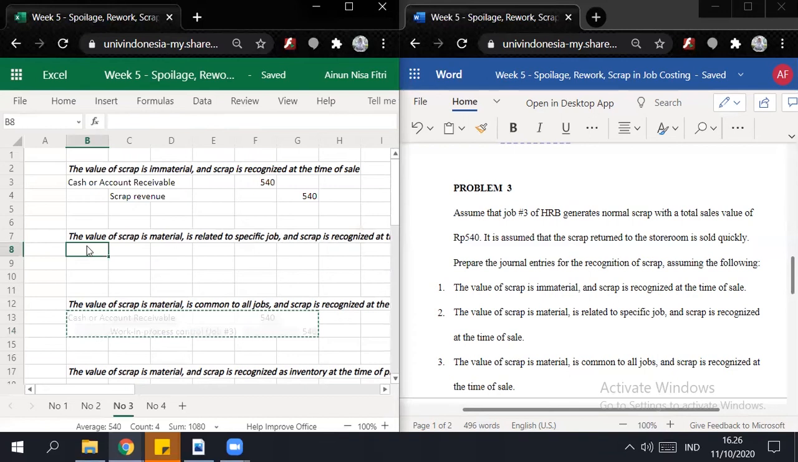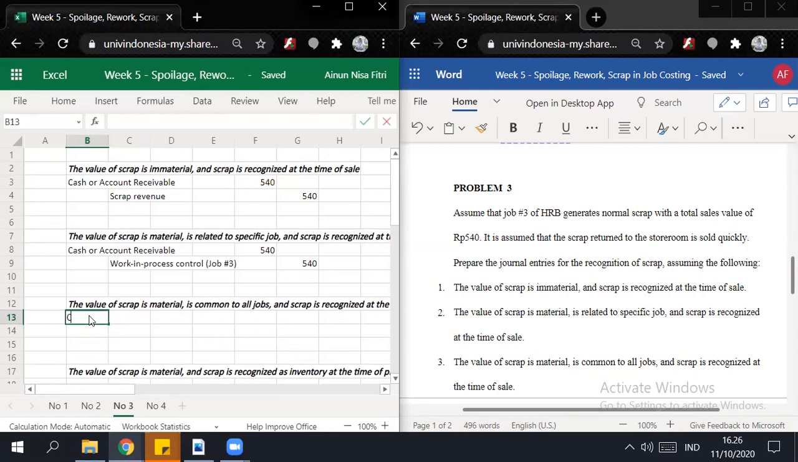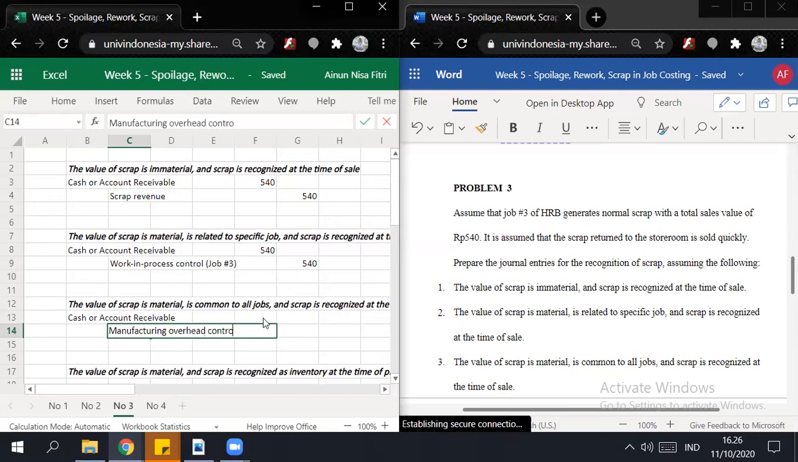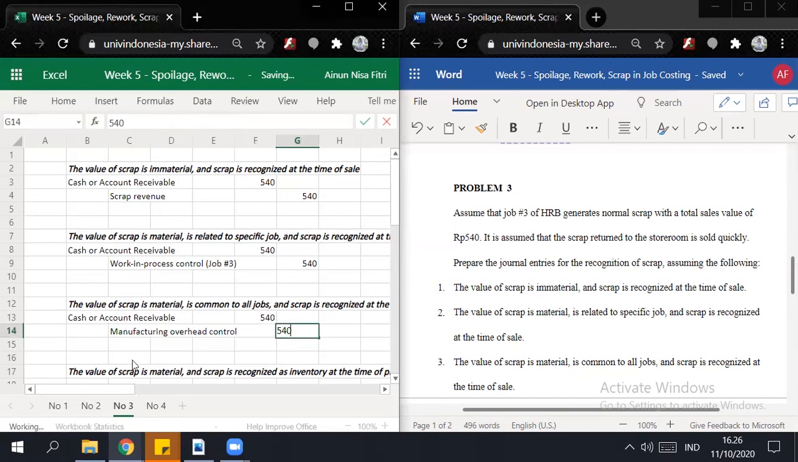Okay, next, the value of scrap is material, is common to all jobs, and scrap is recognized at the time of sale. So for the debit side is cash or account receivable, while for the credit side, because it is common, therefore we have to recognize manufacturing overhead control. $540. That's for the third question.